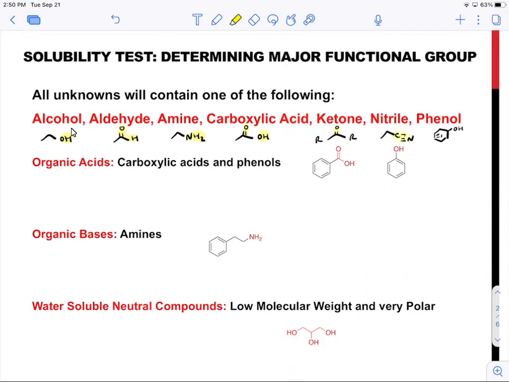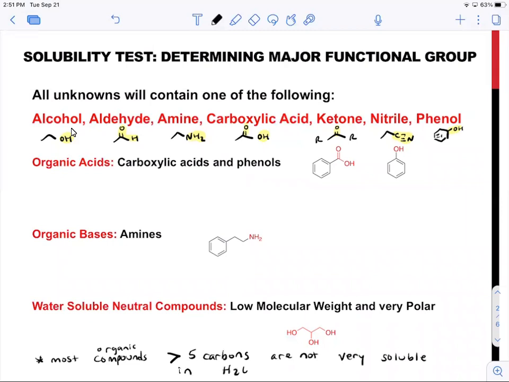When we think about why we can use solubility in aqueous solution to learn something about our organic molecule, it's important to note that most organic compounds which have greater than 5 carbons and not a large excess of very polar functional groups are not particularly soluble in water. There is an exception to this when we have small organic molecules, such as this trialcohol shown here. We may start to see solubility in neutral water due to the low molecular weight, low carbon hydrogen content, and high percentage of polar hydrogen bonding functional groups.